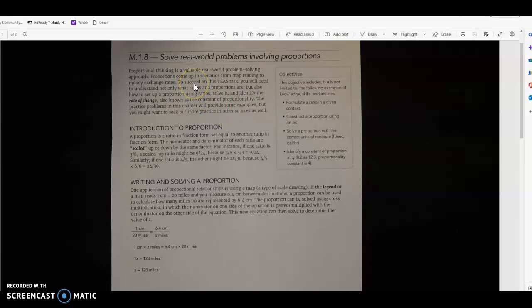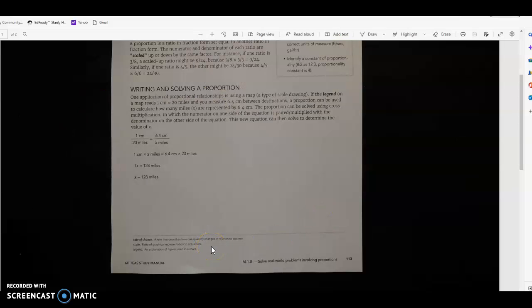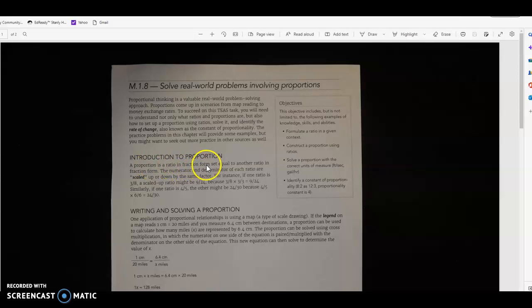To succeed on this TEAS task, you will need to understand not only what ratios and proportions are, but also how to set up a proportion using ratios, solve it, and identify the rate of change, also known as the constant of proportionality. You will need to look down at the bottom of the page at your keywords. The rate of change is a rate that describes how one quantity changes in relation to another. The scale is a ratio of graphical representation to actual size, and the legend is an explanation of figures used in a chart. A proportion is a ratio in fraction form set equal to another ratio in fractional form.